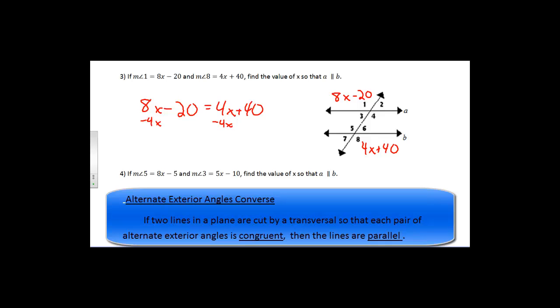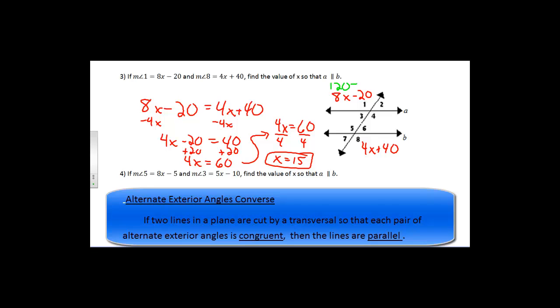I can do that by subtracting my 4x's. I get 4x minus 20 is then 40. I can then solve for x by adding my 20 over and then dividing by 4. This gets me x is 15. I can quickly double check if I did the problem right by plugging the 15 back in. 8 15s would be 120 degrees. Minus 20 would be 100 for the measure of angle 1. For the measure of angle 8, I would do 4 15s, which would give me 60, plus the 40, which is also 100 degrees. Since they did indeed turn out to be the same size, I know those lines would have to be parallel to each other, so the answer of x is 15 is what I want.